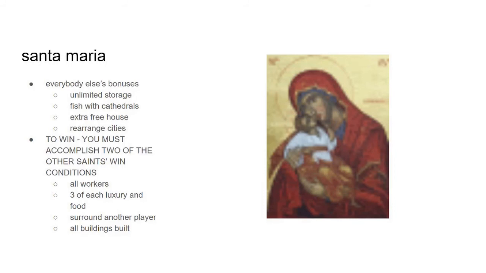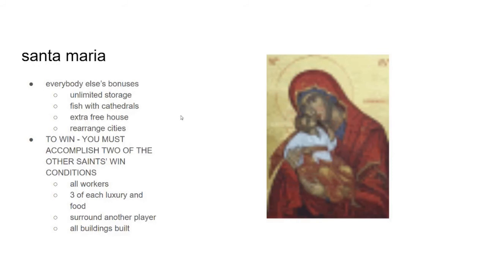But, because you have all of that extra help, you must accomplish two of the other saints' win conditions to win. So you have to have either all your workers, all your houses built, three of each luxury and food, surround another player, or have all your buildings built. Which I think makes sense. She's giving you a lot of extra help. So you should, in theory, be able to accomplish two more things with that extra help. So that's how you win.